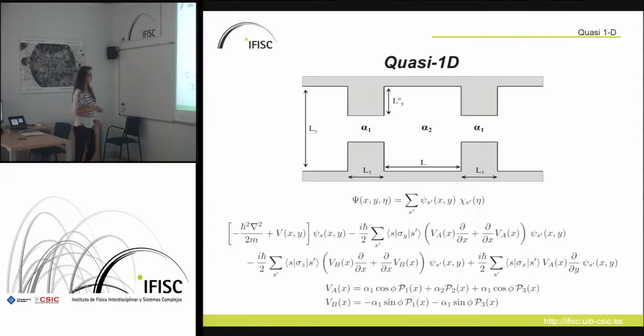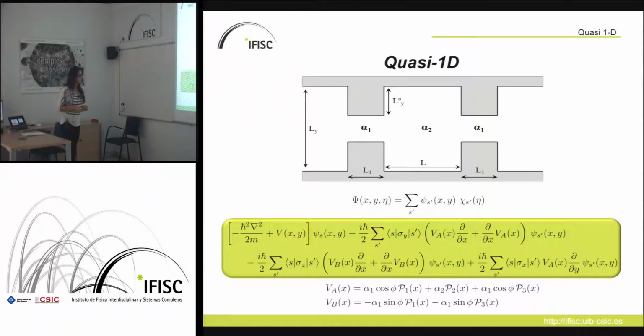And if we project the Schrödinger equation on a given spin channel, we obtain the spin channel coupled equations, where we observe that due to VA and VB, the states with different channels can be coupled.